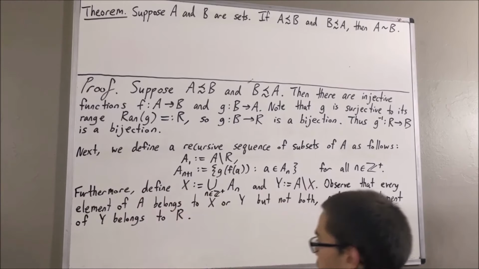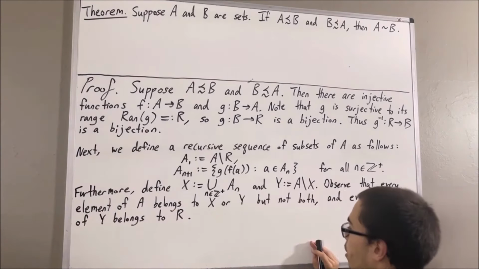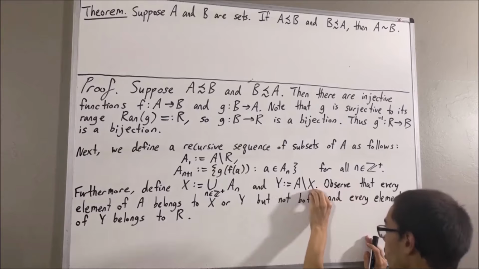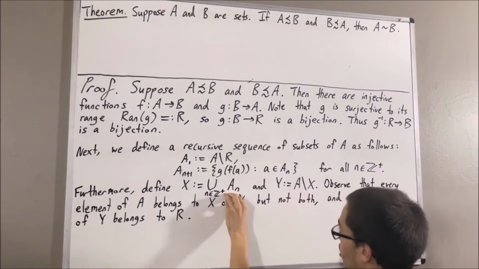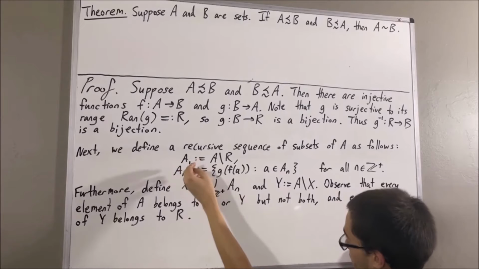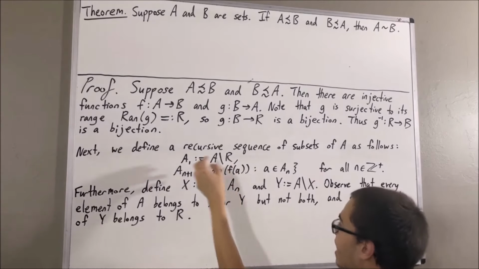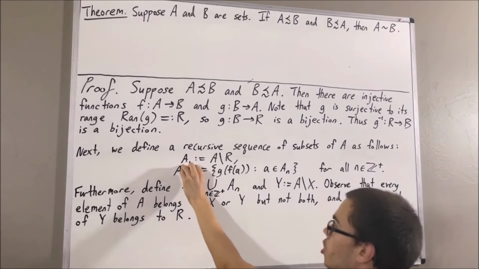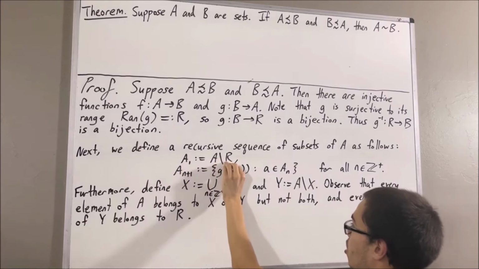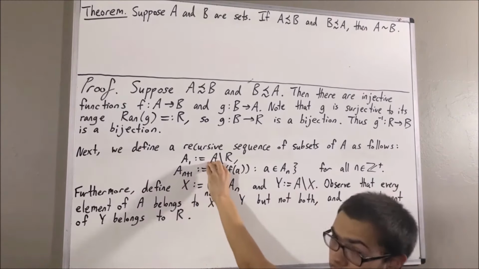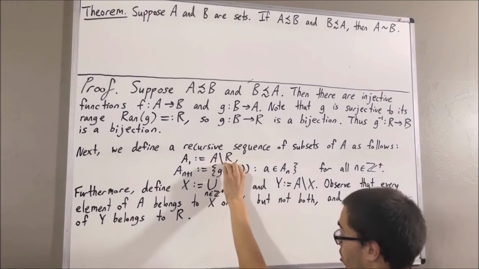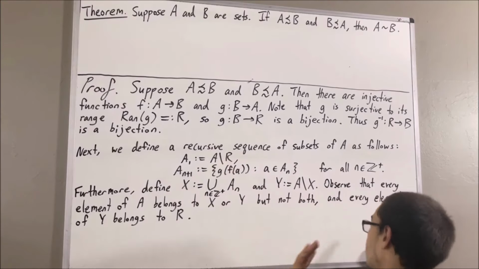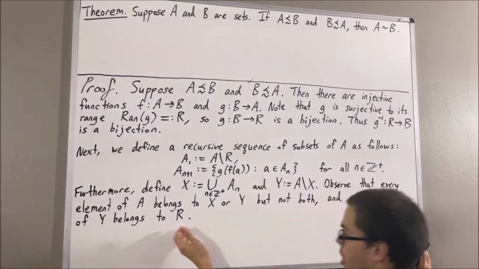The reason why is because if we give ourselves an arbitrary element of Y, then we belong to A, but we don't belong to X. Well, since we don't belong to X, this means we do not belong to the union of all sets in our sequence, which means we don't belong to any set in our sequence. So in particular, we don't belong to A1. So we don't belong to A set minus R, which means either we don't belong to A or we belong to R. Well, we know we belong to A, therefore we must belong to R. So yeah, every element of Y belongs to R.